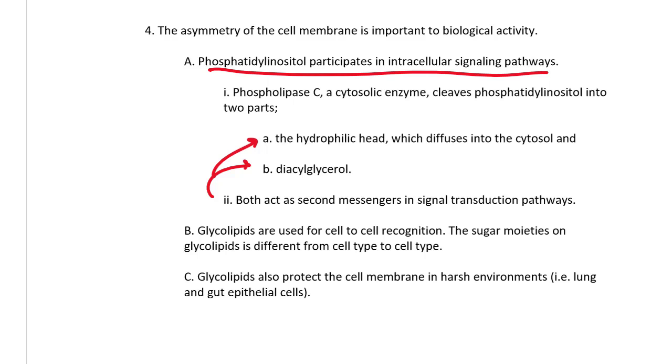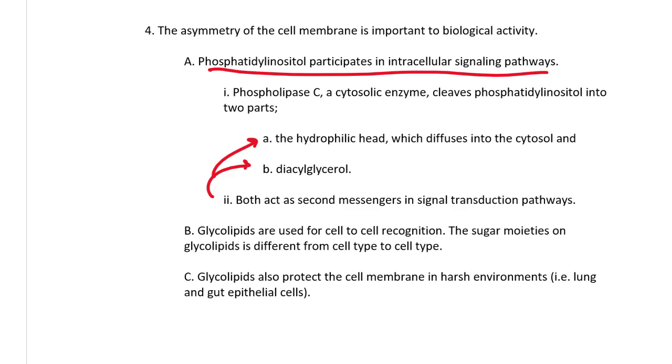Glycolipids are used for cell-to-cell recognition. The sugar moieties on glycolipids are different from cell type to cell type. So every different type of cell will have different types of glycolipids on its surface, and that is a way for cells to recognize each other, because cells don't have eyes. So they recognize each other by recognizing what's on the external leaflet of that cell. And that is through molecular interactions, binding interactions between, for example, the sugar groups on the glycolipids and a molecule that is on the surface of another cell.